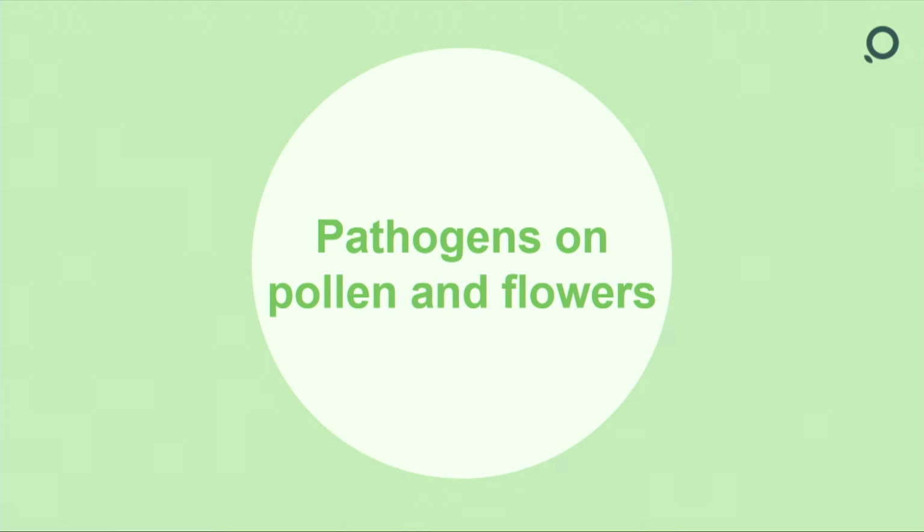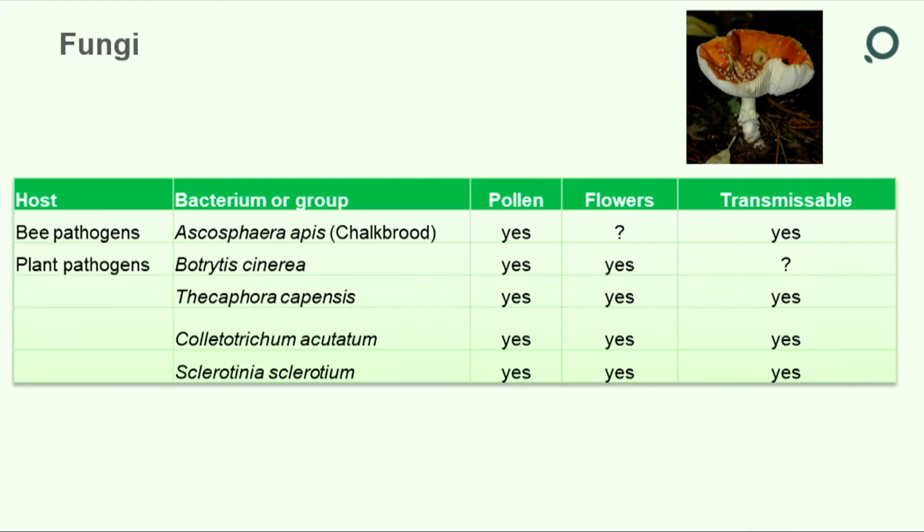So moving on to the pathogens on pollen and flowers. There actually are quite a few, but I'm going to concentrate on the ones that either are found on flowers, on pollen, or we have evidence that they are transmissible on pollen. We're moving down the sizes, so we're starting with the biggest pathogen, which is the fungi.